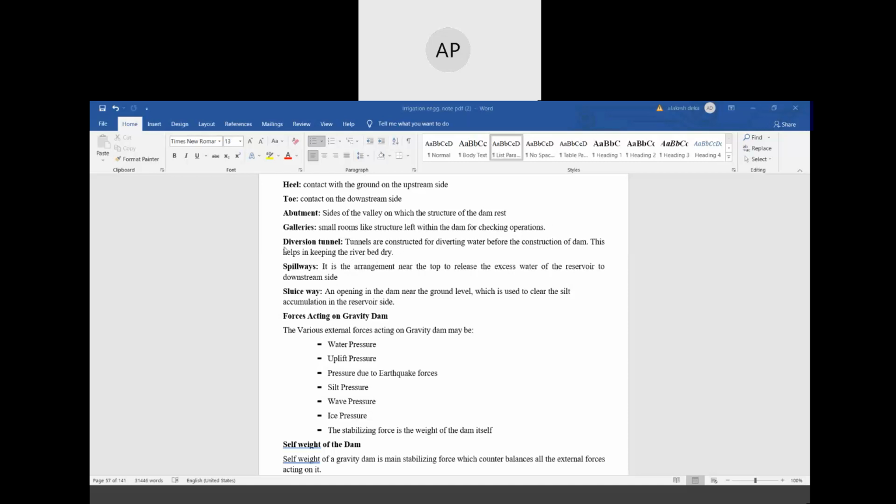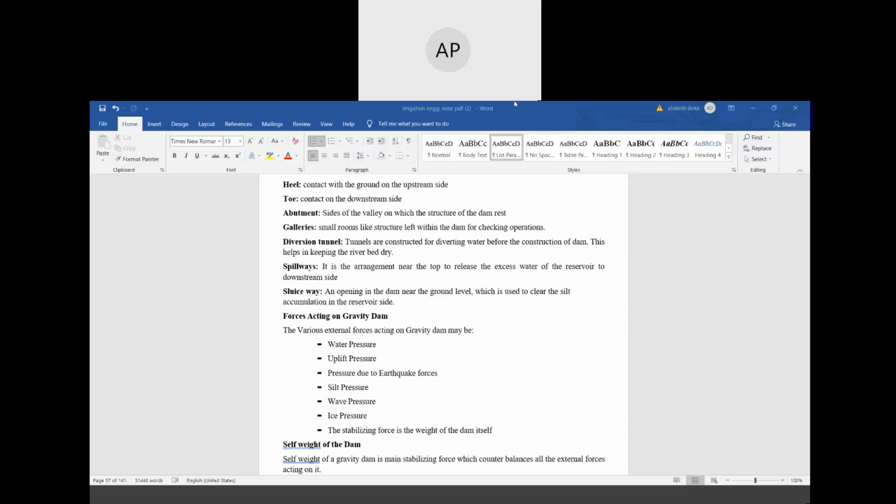Diversion tunnel: tunnels are constructed for diverting water before the construction of the dam. This helps in keeping the riverbed dry. Next is spillways. It is the arrangement near the top to release the excess water of the reservoir to the downstream side. Sluice way is an opening in the dam near the ground level.